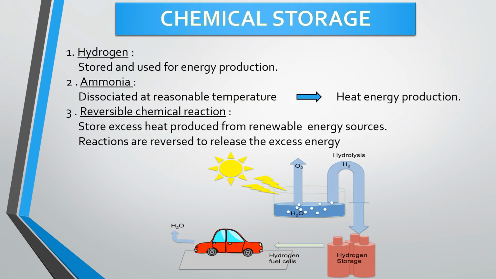The next type of storage is chemical storage. There are a number of chemical storages. Excess electric power produced can be used to produce hydrogen, which can be stored and used for energy production. Excess electric power produced can be used to produce ammonia, which can be dissociated at a reasonable temperature and later used for heat energy production.